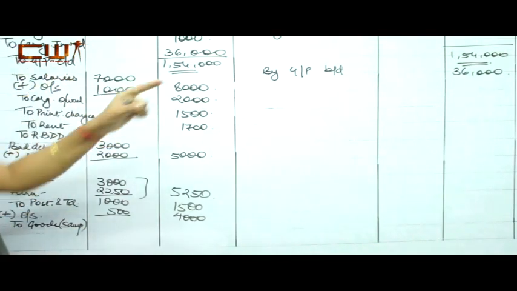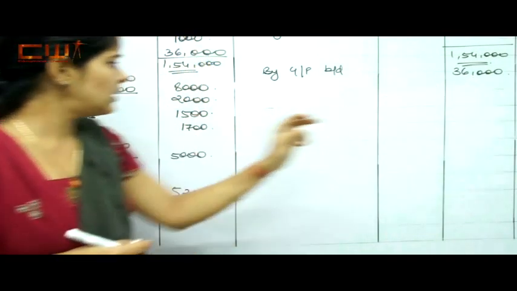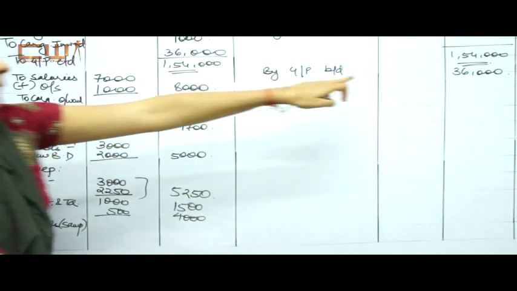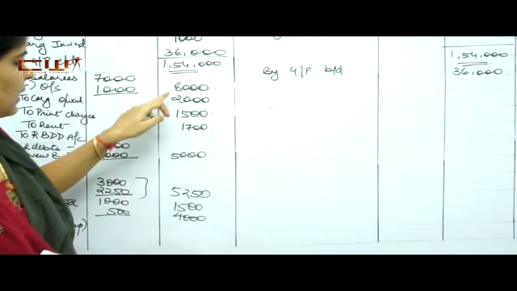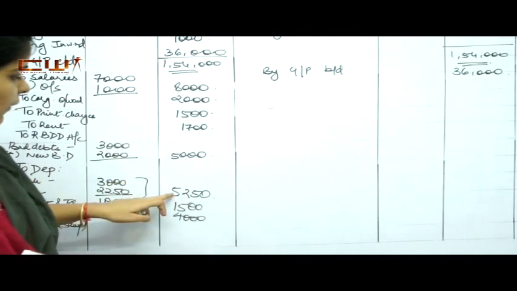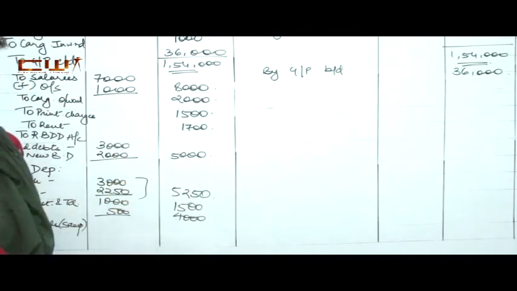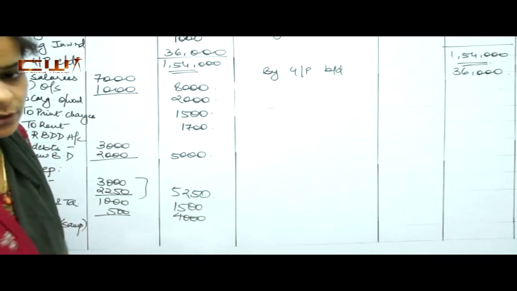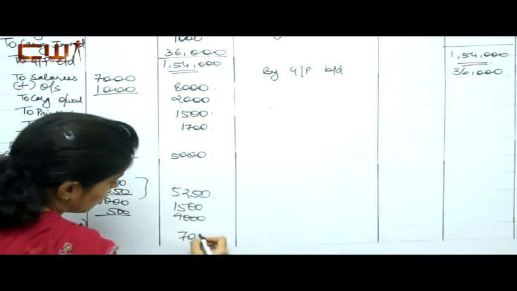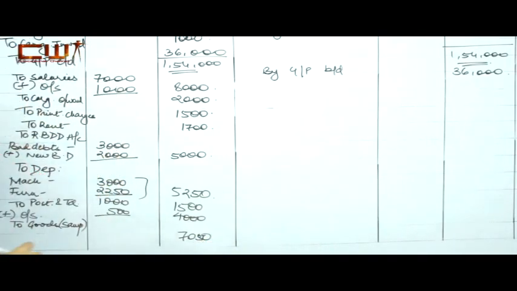That's all. Now you have a gross profit of 36,000 and you add up, and whatever you get, you subtract by these numbers, that is 36,000 minus 8,000, 2,000, 1500, 1700, 1500, 5250, 1500 and 4000. Then you will get a balance of 7050. 7050 will be the balance.